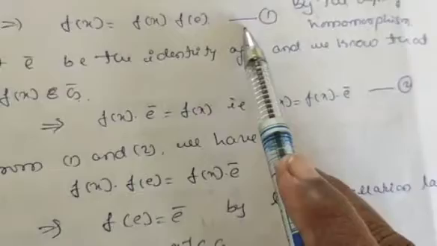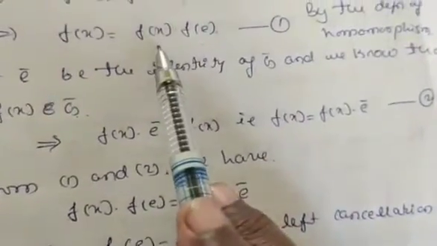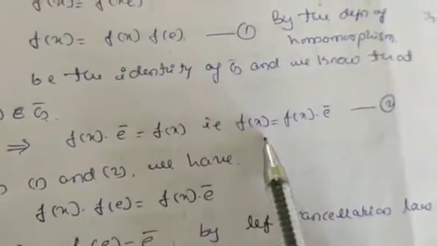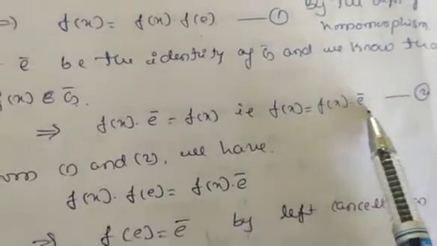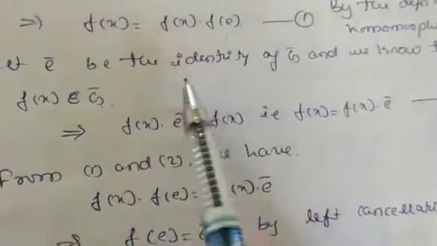So from equations 1 and 2 we have here f of x is equals to f of x into f of e. And in second equation we have f of x equals to f of x into e bar. RHS we can equate here because LHS are equal.